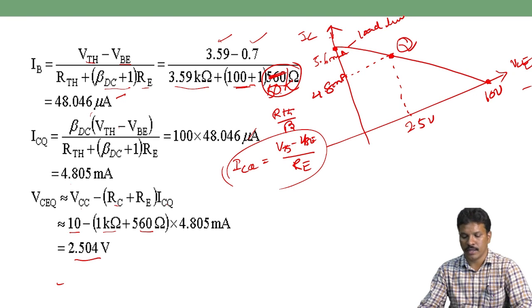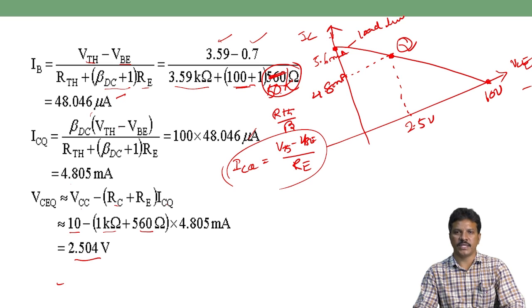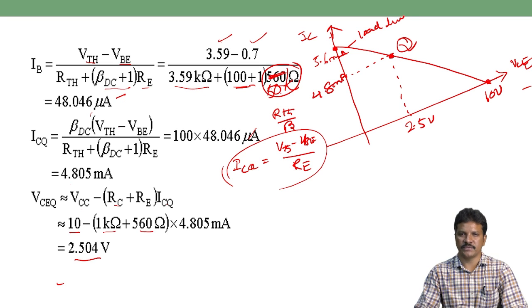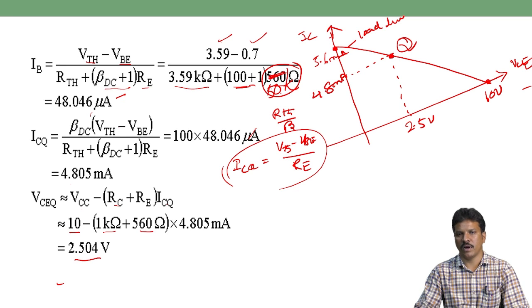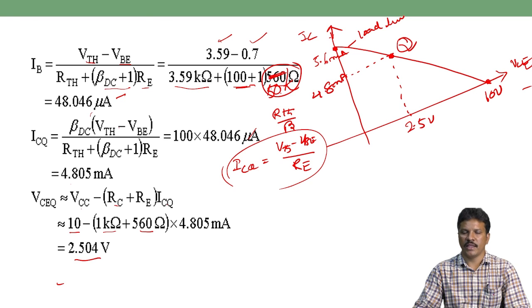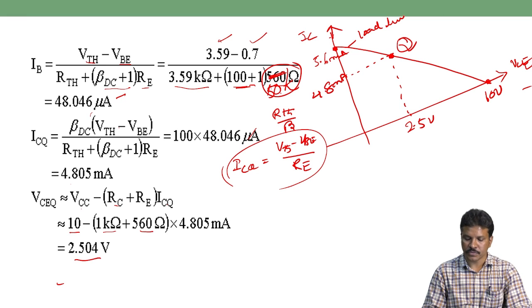In order to get this, we have analyzed choosing the RE resistor far greater than RTH by beta. In the examination they will ask about the voltage divider bias network and finding the load line and Q point, and they will give parameters RE, RC, R1 and R2, beta value, VBE. If the beta and VBE values are not mentioned, by default we take 0.7 volts, and then find the Q point and load line for the biasing circuits.